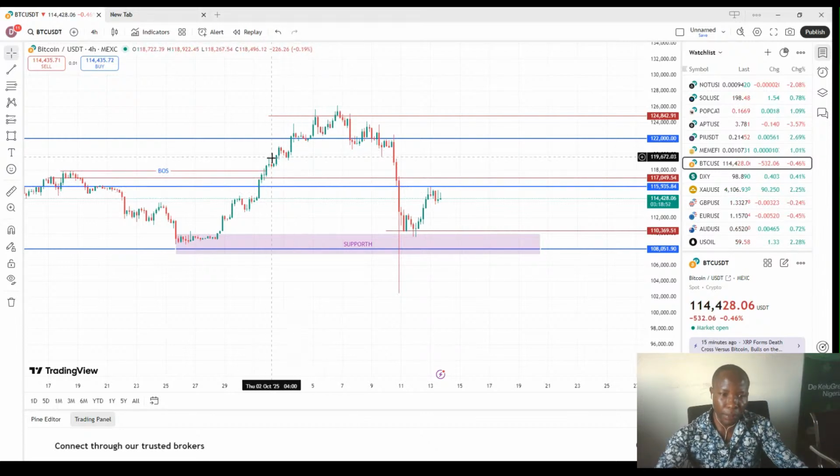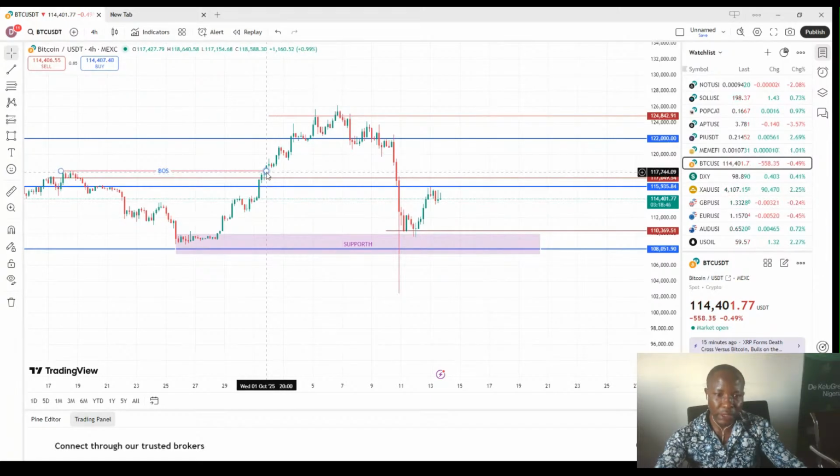So, for example, you can see that here actually broke structure to the upside from here. But you can see that this was the candle it broke from, but it didn't close below this candle. It didn't close below this candle, but it closed above it. So it means this one is not a strong support zone. It's going to be swept out as a liquidity.